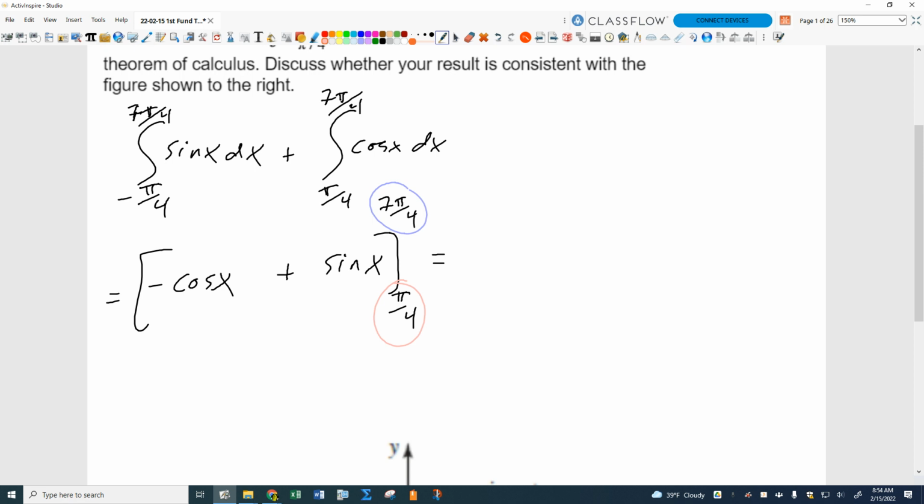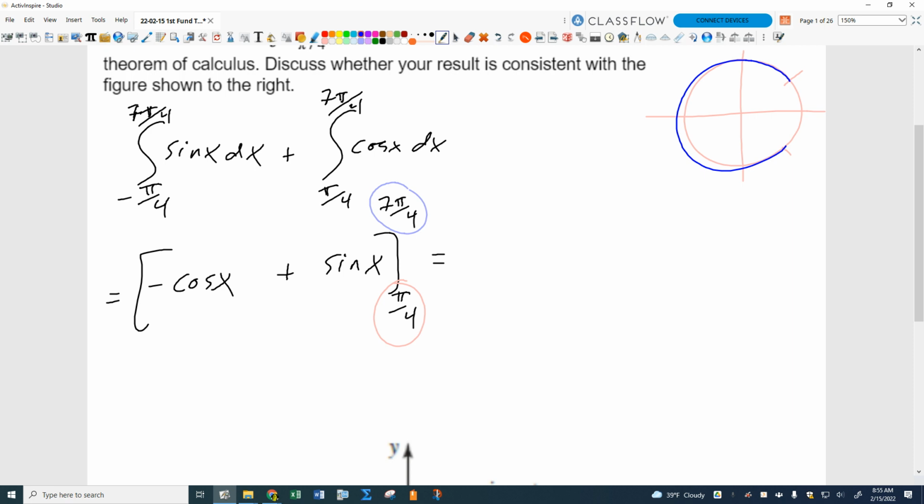So evaluated at 7/4 pi, let's look on our unit circle. 7/4 pi is where? I guess that's right there. Okay, so we're going from pi fourths up to 7/4. So we're going from there all the way around to there, right? That makes sense? Okay, so at 7/4 pi, what's going to be the value of cosine? Positive square root of 2 over 2, okay?